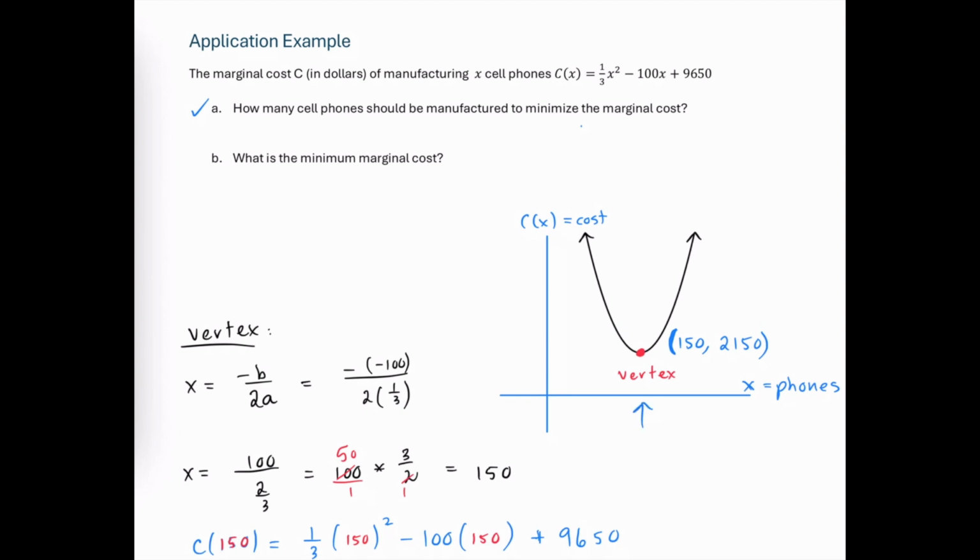The minimum cost occurs at the vertex, and the number of cell phones manufactured that minimize the cost is 150, the x-coordinate of the vertex. So we'll clearly state our answer up here, 150 cell phones. And then what is the minimum marginal cost? The minimum cost is the y-coordinate of the vertex. So to answer that question, we'll say that the minimum cost is $2,150.